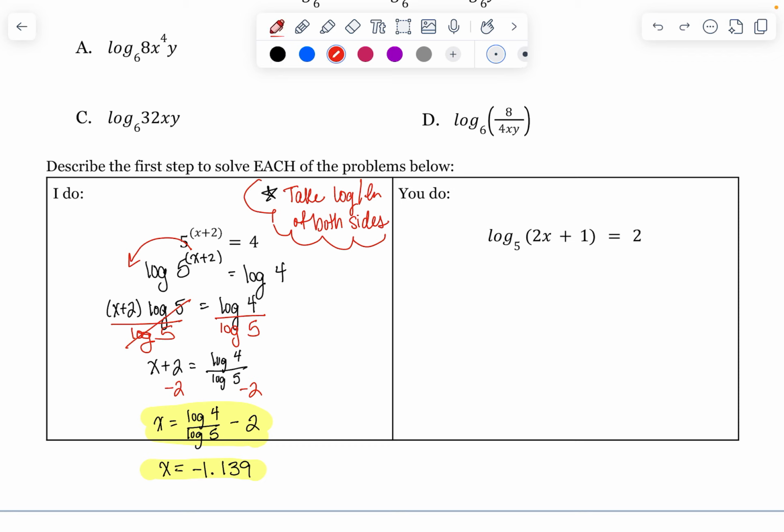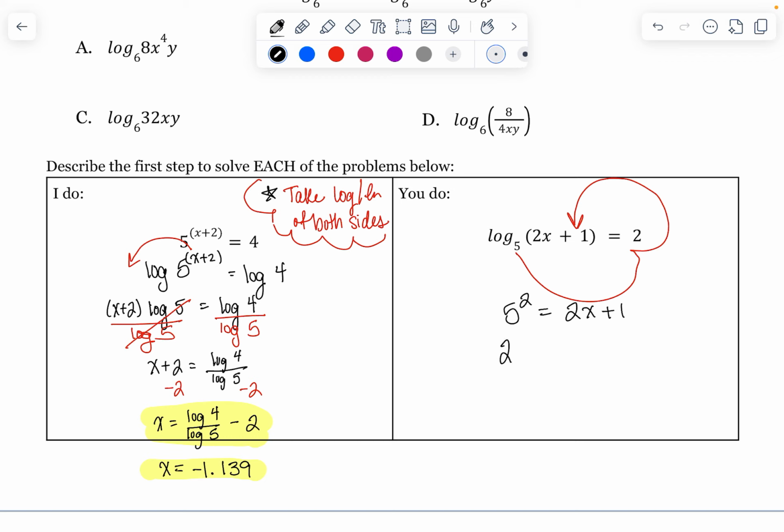One way is I can convert this into exponential form. So I still want to make sure my log part is isolated, and it is. I'm doing log base 5 of the 2x plus 1. There's nothing on the outside that I need to move to make it isolated. So I'm going to use my cloud method and rewrite this in exponential form. So I would do 5 squared equals my argument of 2x plus 1. So when I rewrite that, I have 5 squared equals 2x plus 1.